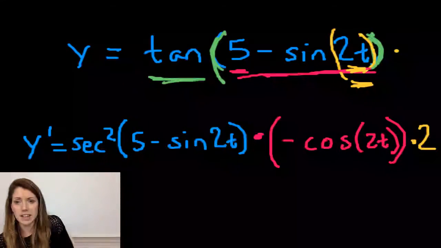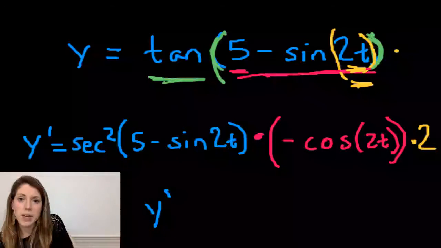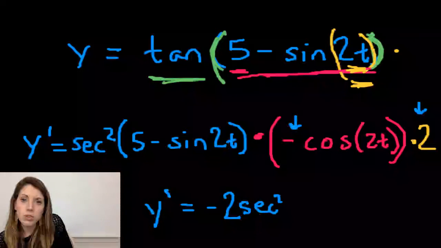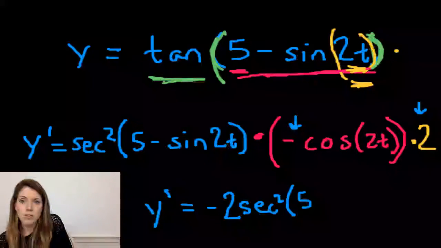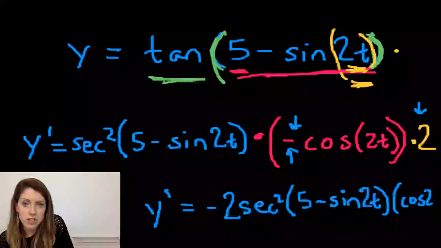Let's rewrite it in a slightly more organized way. We know y prime is going to be, well, we have a negative here and we have a 2, so I might as well make this negative 2 at the front. Secant squared of 5 minus sine of 2t times cosine, because I already moved the negative, so it's just times cosine of 2t.